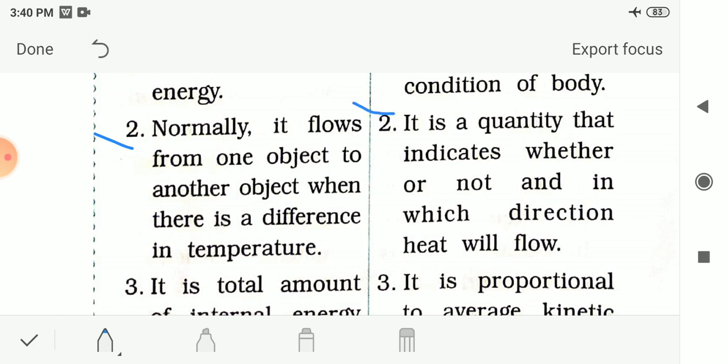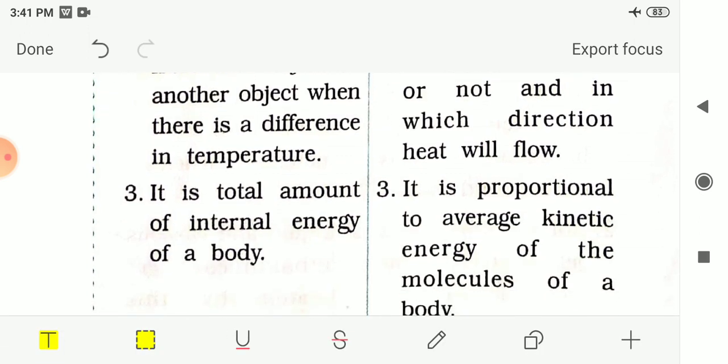Whereas temperature is a quantity that indicates whether or not, and in which direction, heat will flow. By the temperature of different objects, we can say in which direction heat will flow. By this temperature, we can know which object is hot or cold, and from that we can say that heat will flow from the hot object to the cold object. So by this quantity we can identify the direction of the heat flow.